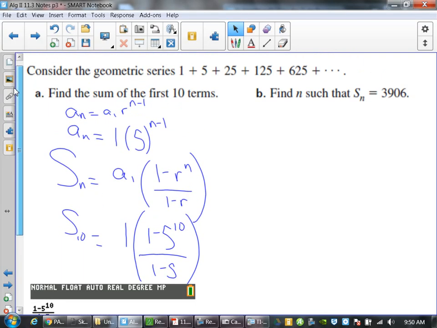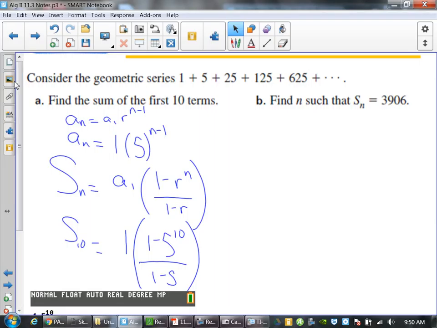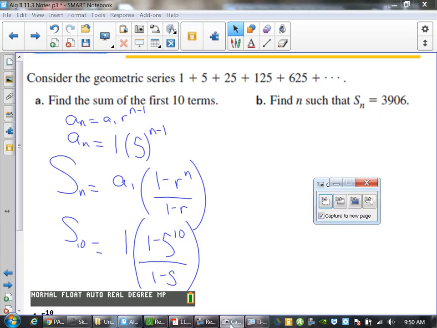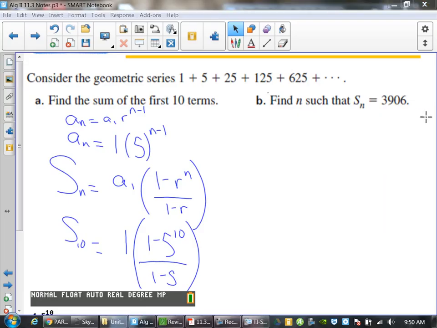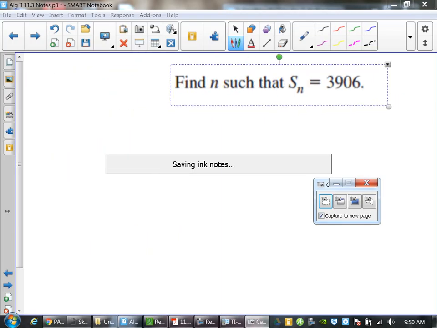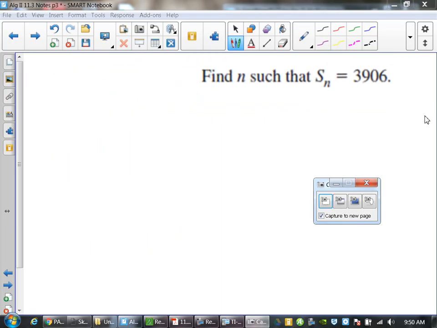The weird part comes in when you have to find the value of n, however many you have to add up together. And that's where you have to solve for n. And when you solve for an exponent, obviously, that's where logarithms come back. Okay? So let me put this on a separate. Find the number of terms you have to add together to get 3906.